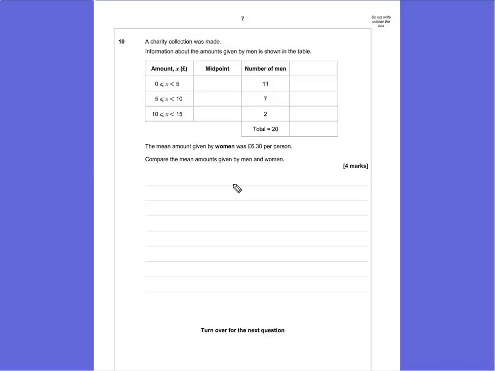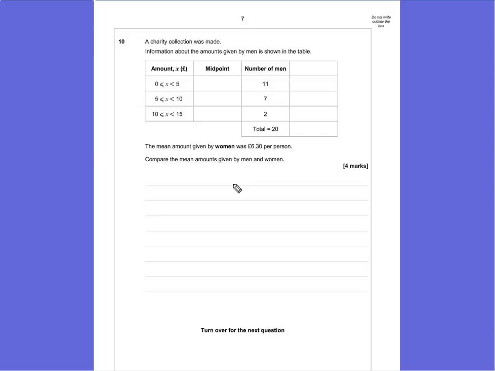Question 10. A charity collection was made. Information about the amounts given by men is shown in the table. The mean amount given by women was £6.30 per person. Compare the mean amounts given by men and women.